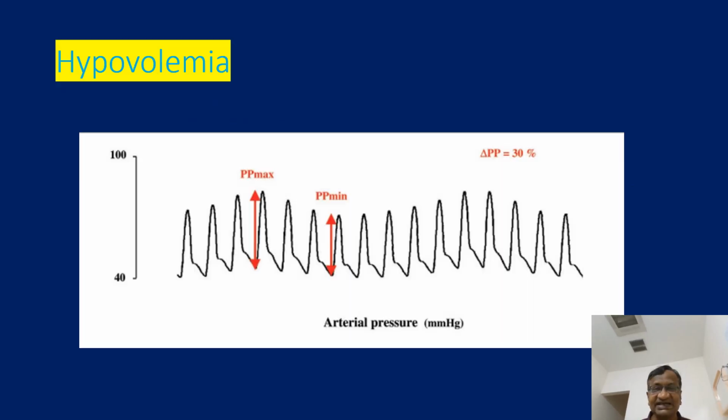Now we go to some clinical scenarios. Now this is the pulse. You have a waveform like this. The pulse pressure is the difference between systolic and diastolic. Here you can see the pulse pressure is 60 and here it is 35. This is more than 50%. If the delta pulse pressure is more than 50%, then it is hypovolemia. Sometimes it may vary with respiration. All these things point out that there is hypovolemia.